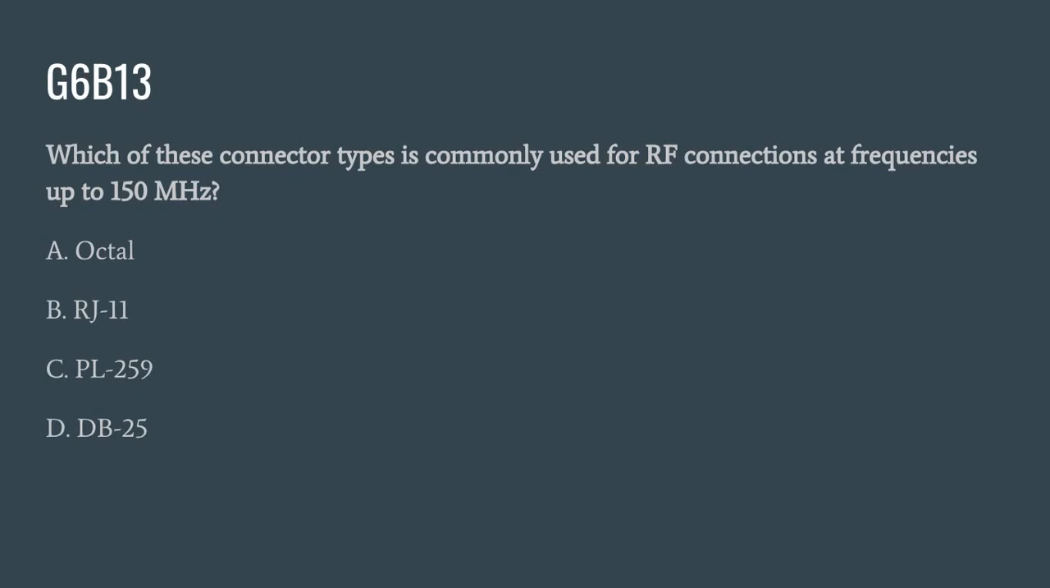G6B13, which of the following connector types is commonly used for RF connections at frequencies up to 150 megahertz? A, octal. B, RJ11. C, PL259. Or D, DB25. Correct answer C, PL259.